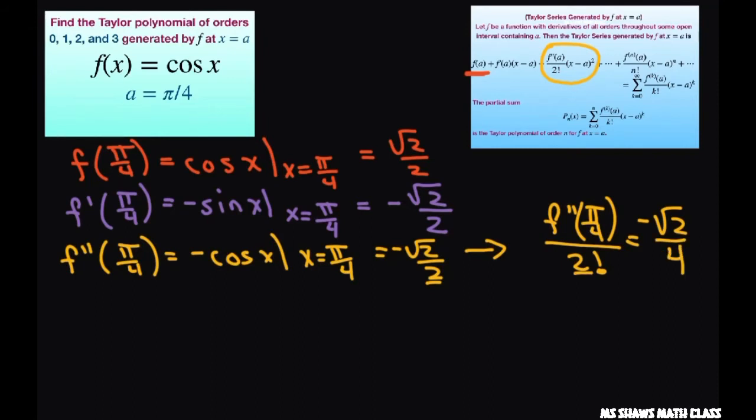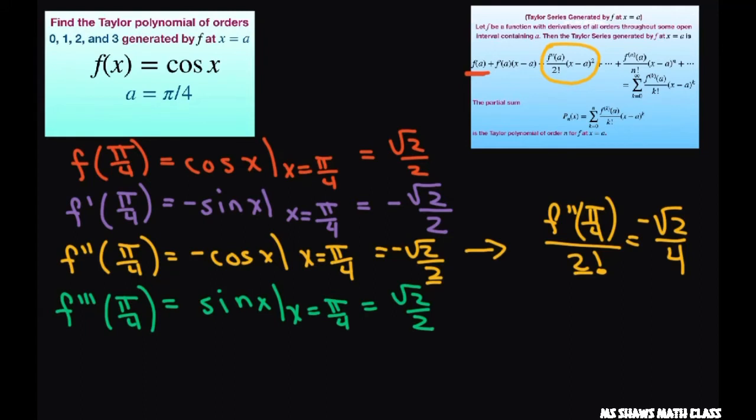All right, and then finally we have our third derivative at pi divided by 4. And this one's going to equal sine of x. And at x equal pi divided by 4, that just equals square root of 2 divided by 2. And so for that third one, we have f triple prime of pi divided by 4. And for this one, it's divided by 3 factorial, which is actually 6. So that's going to be 6 times 2 is 12. So we're going to get square root of 2 divided by 12.